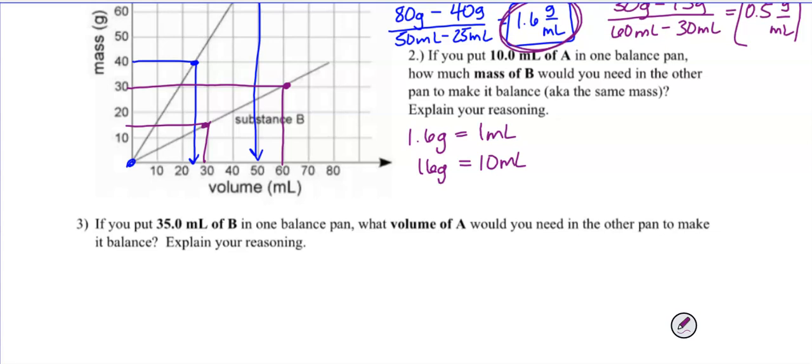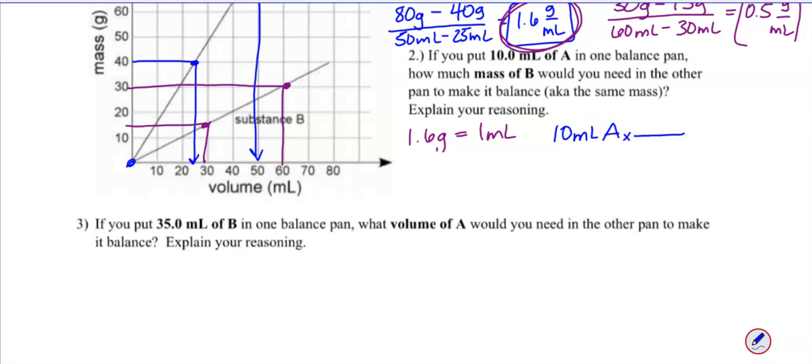Sometimes the numbers get weird. So this is where we start doing dimensional analysis. Density becomes a conversion factor. So this is now your conversion factor. You can get from grams to milliliters. So what should I start with? I should start with information about A. I have 10 milliliters of A.